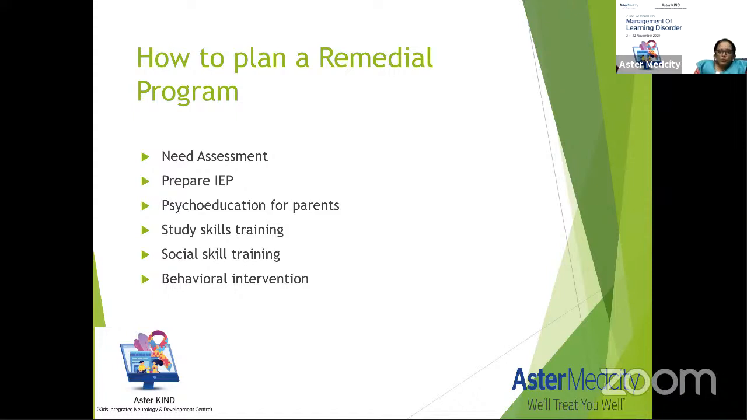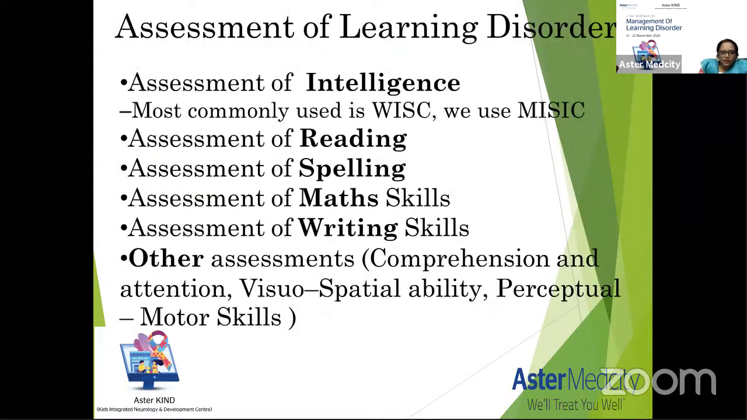Coming to assessment, as I mentioned earlier, we do an intelligence test. Mostly we use the Wechsler Intelligence Scale for Children, and in the Indian population, we use MISIC, that is Malin's Intelligence Scale for Indian Children. It has a verbal and a performance test. These learning disabled children will score higher in the performance test, and they score lower in the verbal test. Then we do a grade level assessment. Usually we use the NIMHANS SLT battery. It has two levels, 5 to 7 years and 8 to 12 years.